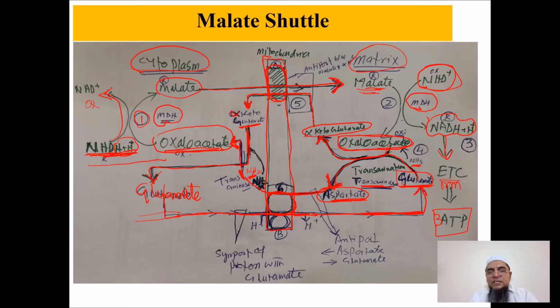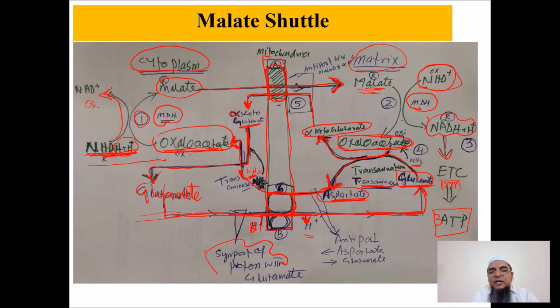But with the help of this one, with the transport of the glutamate, what will happen? One of the hydrogen is also transported inside. So this mechanism is called symport. For hydrogen it is called symport. So one of the protons, one of the hydrogen, is also transferred inside the mitochondria.